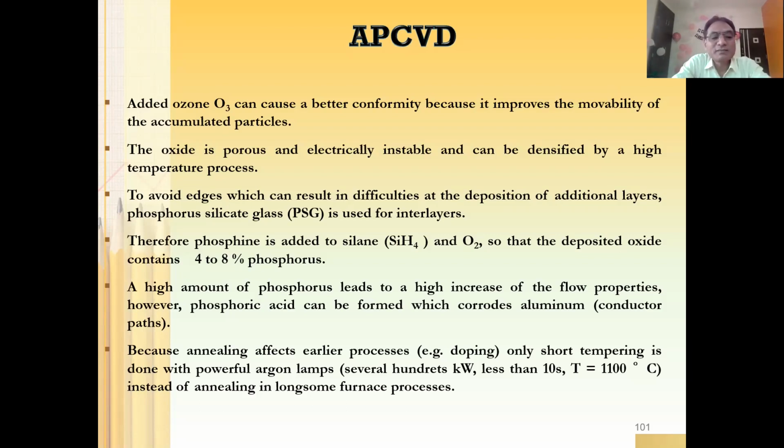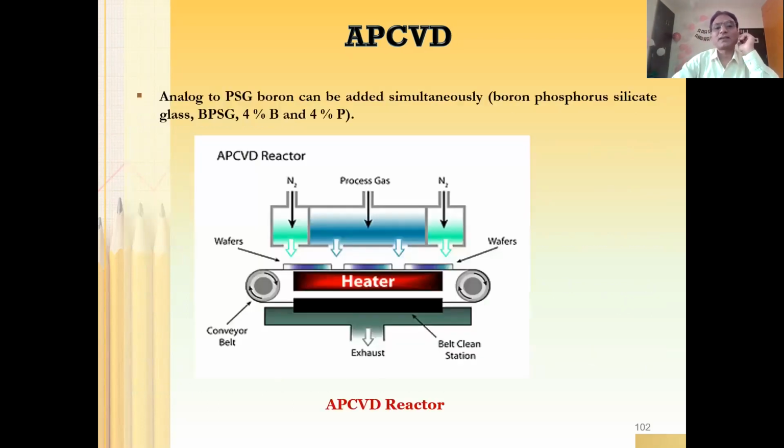conductor path. Because annealing affects earlier processes like doping, only short tempering is done with the powerful arc lamp instead of annealing in long-term furnace processes. So annealing is going to play a very important role as far as APCVD is concerned.